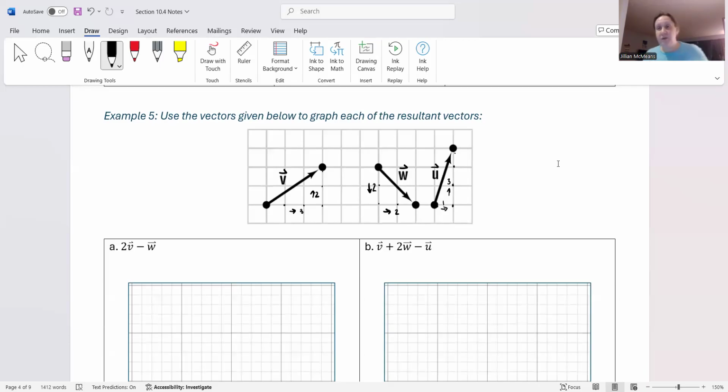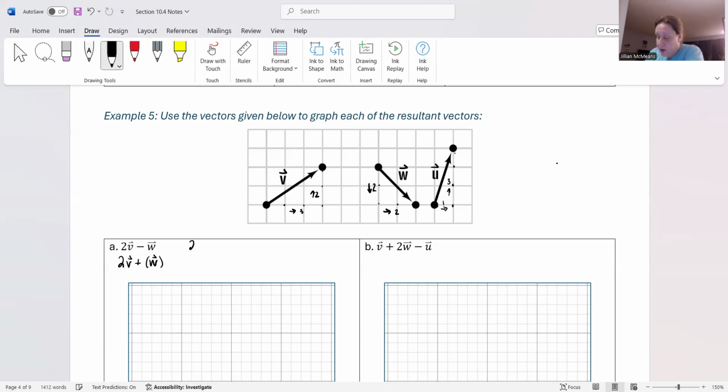Okay, so whenever you're doing geometric addition or subtraction or scalar multiplication with vectors, it's really helpful if you figure out the initial movement of these vectors and then do your arithmetic. So for part A, we have 2 times vector v minus vector w. So let's piece this apart. First of all, I'm going to rewrite this as addition. I'm going to think of this as 2 times vector v plus the opposite of vector w.